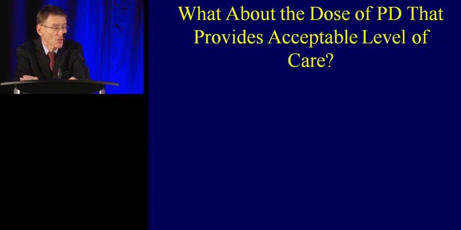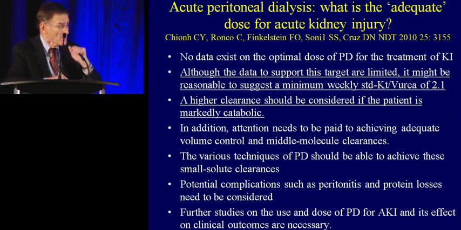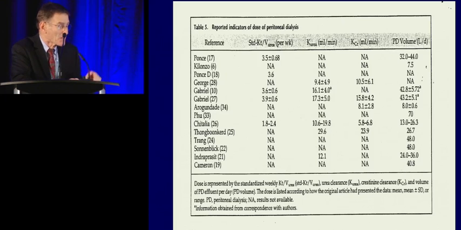So let's talk a little bit about this dose, because to me this is very important. We published a paper in 2010, which I did with Claudio Ranco's group. It was a review of what we thought was going to be the adequate dose for PD for treating patients with acute kidney injury, and there was really not good data. Our conclusion was that it might be reasonable to suggest a minimum weekly standardized Kt/V of 2.1, and that a higher clearance should be considered if the patient is markedly catabolic. I want to go through how we came to this conclusion. Bear with me, and I hope you accept our arguments, but you may or may not; at least I'll go through how we did it.